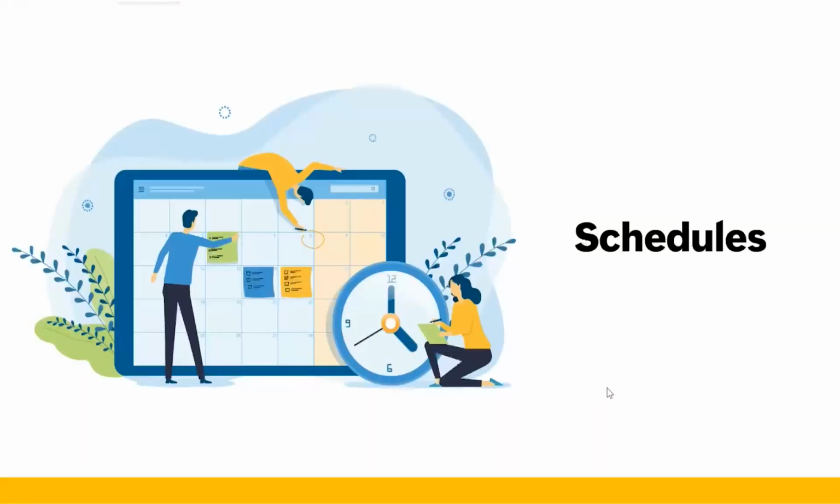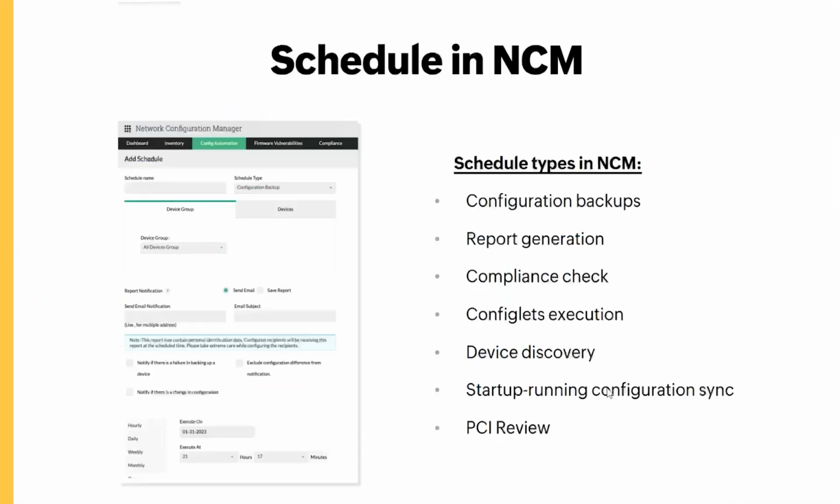Now let's discuss schedules. Network Configuration Manager offers various scheduling options for different task categories, such as configuration backups, report generation, compliance checks, configlet execution, device discovery, keeping startup and running configurations in sync, and PCI review. These scheduling options are particularly useful for tasks that need to be performed on a daily, weekly, or monthly basis. Since it's impractical for users to remember and manually perform each task regularly, the scheduling feature allows you to set the date and time, and the product will automatically handle the rest.